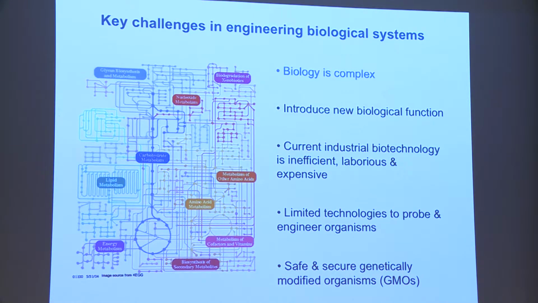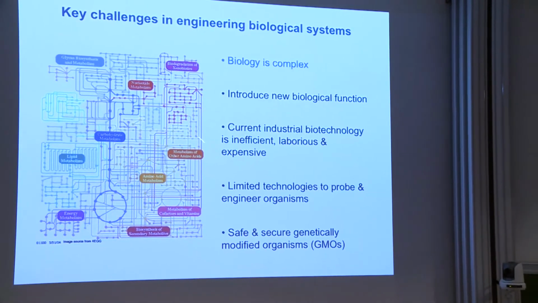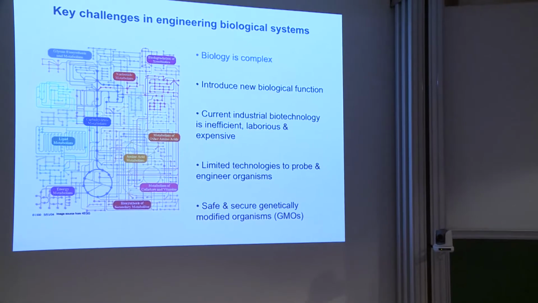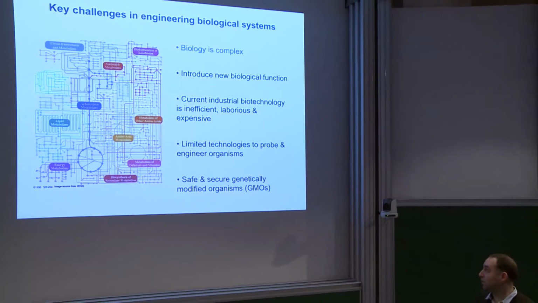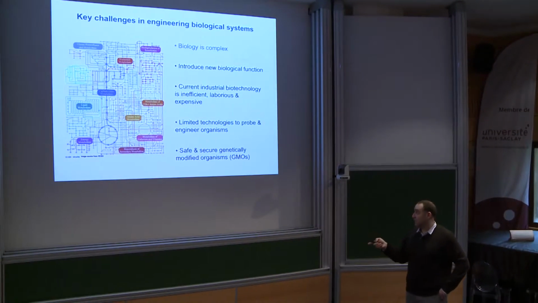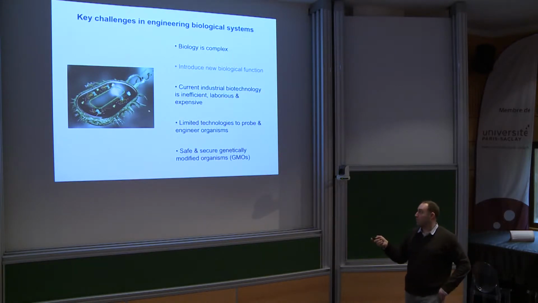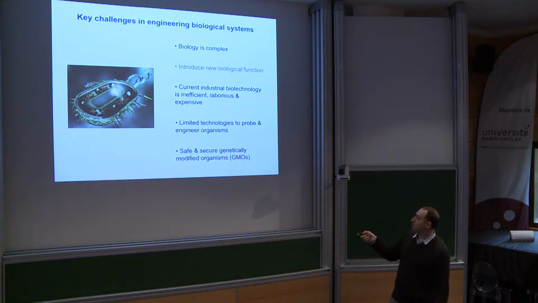The first clearly being that biology is complex. And I think it's important to appreciate the complexity and how much we've yet to understand about how these systems function collectively to confer the phenotypes that we're observing. This is confounded in the context of engineers who are trying to introduce new biological function, really co-opting these natural systems and really fighting that upstream process of evolution.